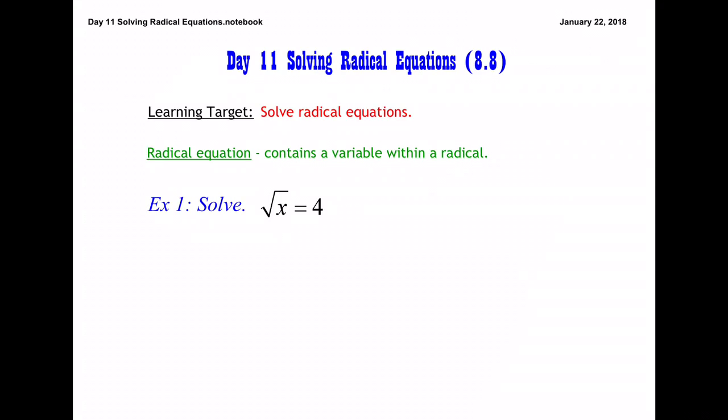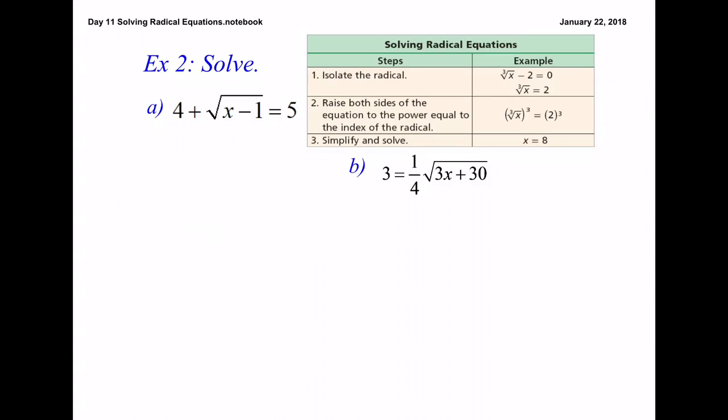Example number 1. So, remember, this invisible little number right here is a 2 when we take the square root of something. So, to undo the square root, we can square both sides. So these cancel each other out, so we're left with x on the left, and 4 squared is 16, and we just solved a radical equation.